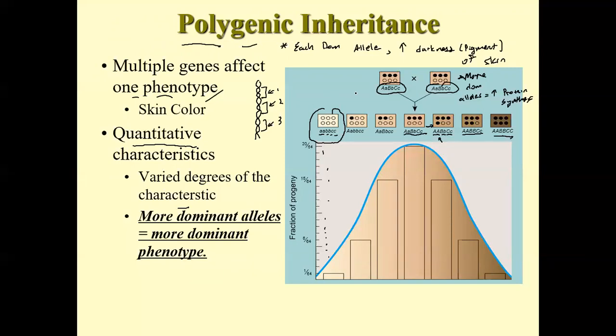Multiple genes are associated with one particular phenotype. The more dominant alleles there are, the more it's actually expressed. So that's what polygenic inheritance would be. All right.